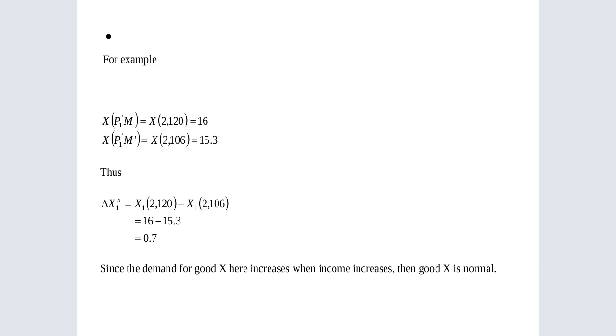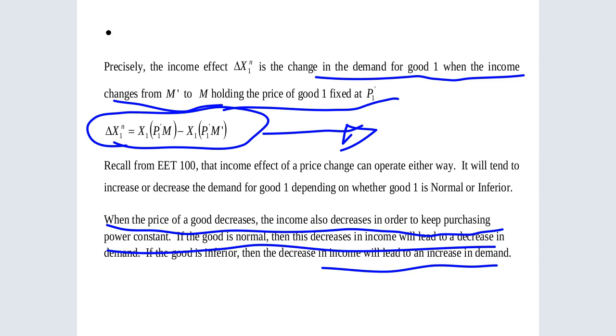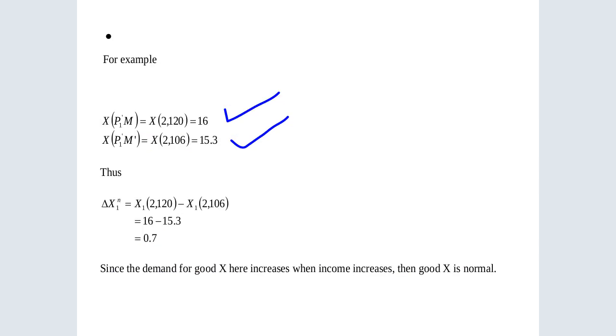We can use our previous example to compute the income effect. At the new price and the old income, we computed that when the price changes, holding the income constant, the consumer could purchase 16 units. And at the new income and at the new price, we have computed that the consumer can buy 53 units. Now using our formula, our income effect is therefore given as 16 minus 15.3, which is simply 0.7. So this gives us the income effect.